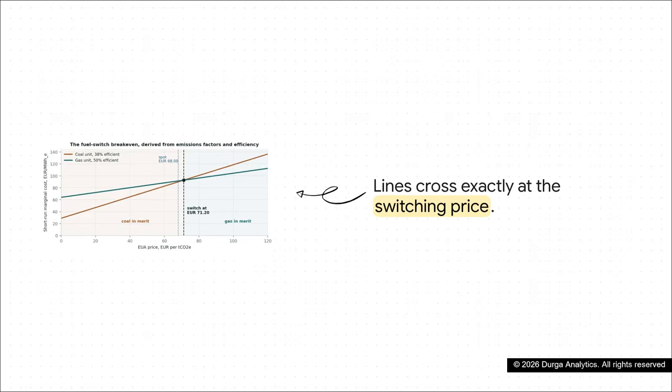strategy. Now, what's really interesting about this slide is the intersection. By factoring in fuel costs, the marginal cost line for coal and the line for gas perfectly cross at a carbon price of €71.20 per ton. That is our fuel switch break-even. Below that price, coal is cheaper to run. Above it, gas takes over. Look closely at where our current spot price sits, €68 flat. We are sitting right on the precipice, just barely below that break-even.